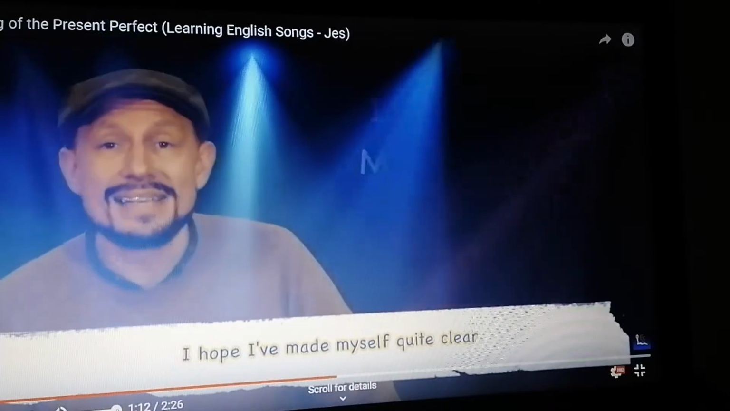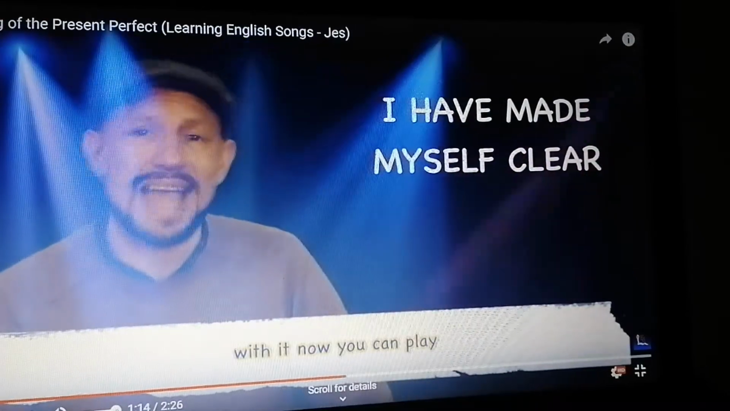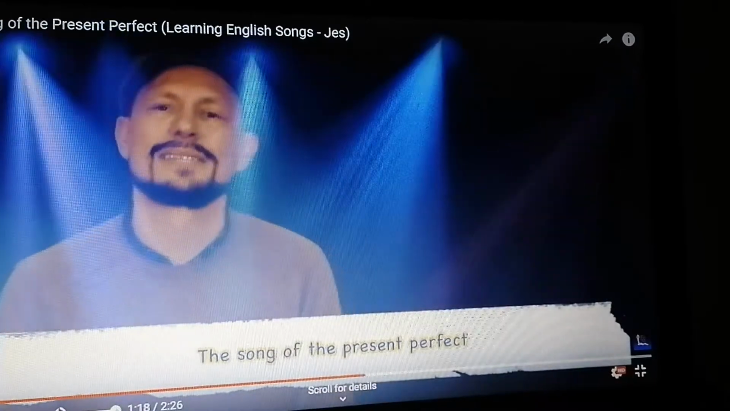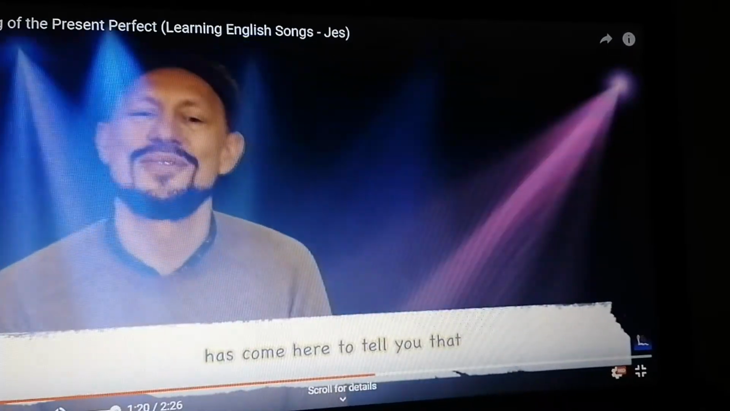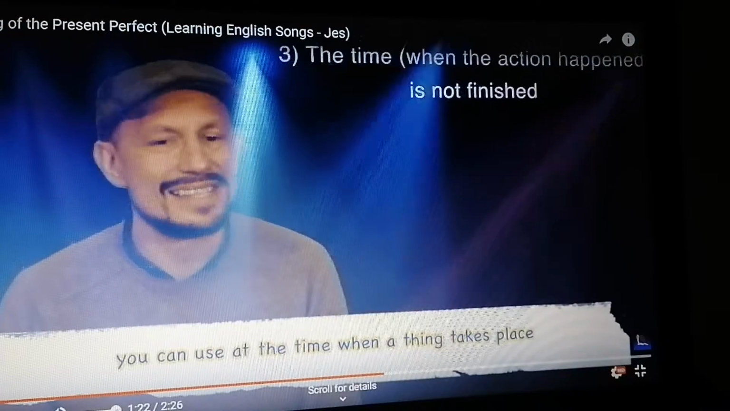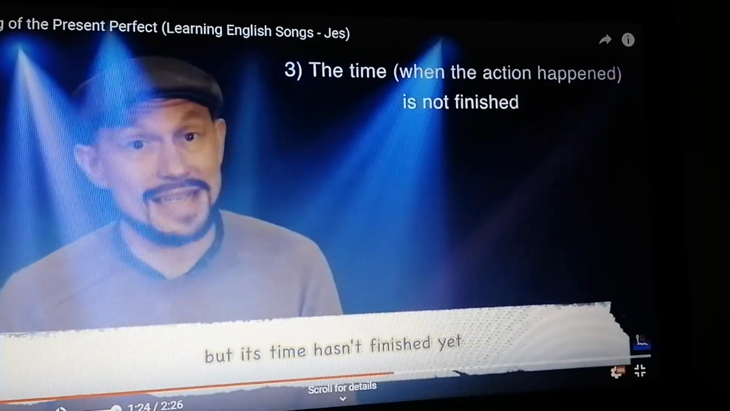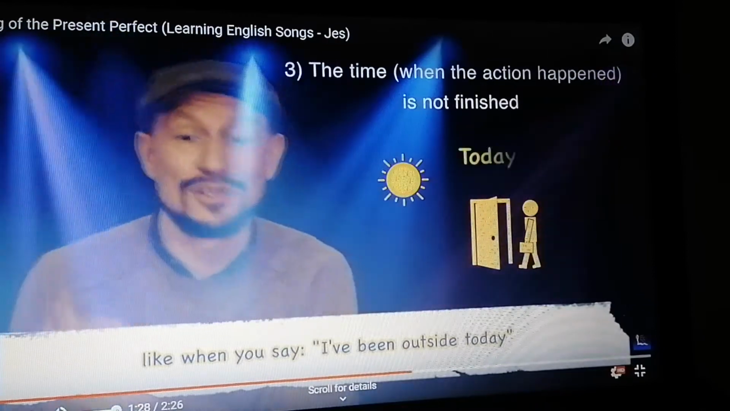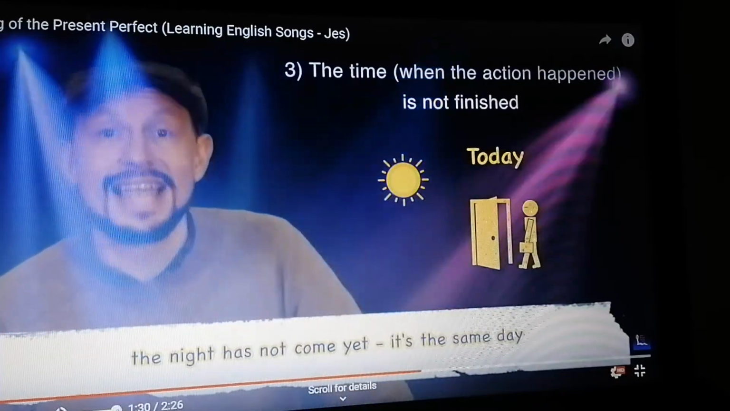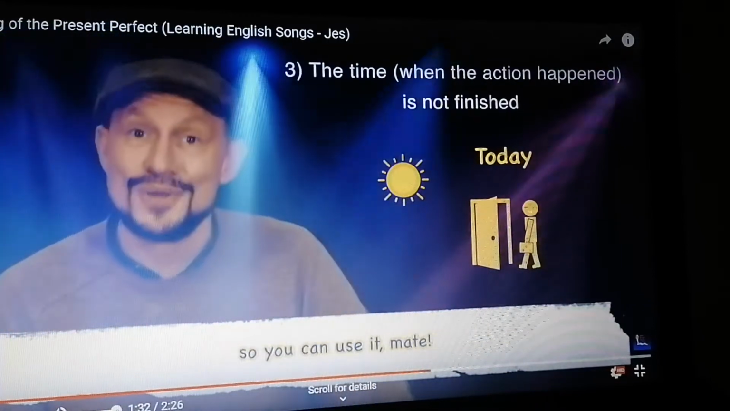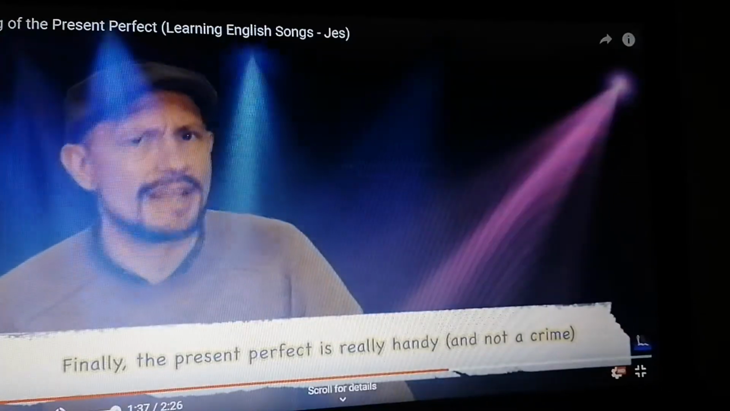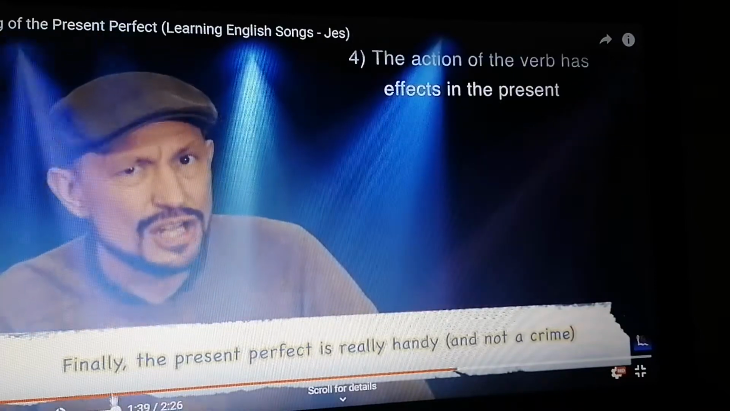I hope I made myself quite clear with it. Now you can play. The song of the present perfect has come here to tell you that you can use it at the time when a thing takes place, but its time hasn't finished yet. Like when you say I've been outside today, the night has not come yet, it's the same day, so you can use it, mate. Finally, the present perfect is really handy and not a crime.